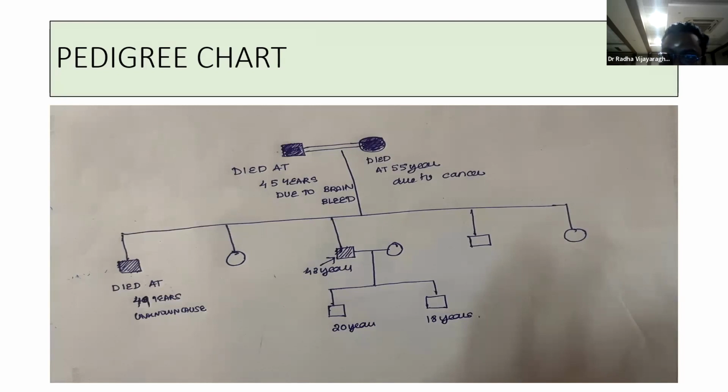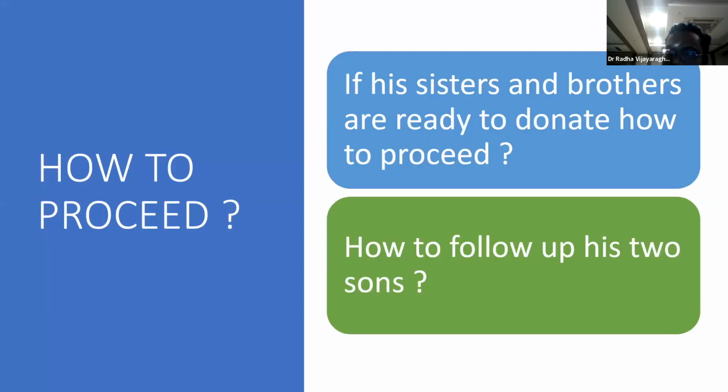So our questions regarding this case are, if his sisters and brothers are ready to donate, how to proceed for this patient, and how to follow up his sons who are 20 and 18 years old respectively. And right now his renal functions are normal and his USG doesn't show any cysts. Thank you, sir.